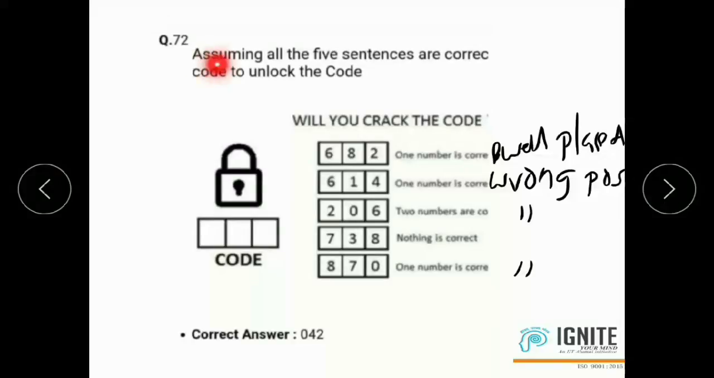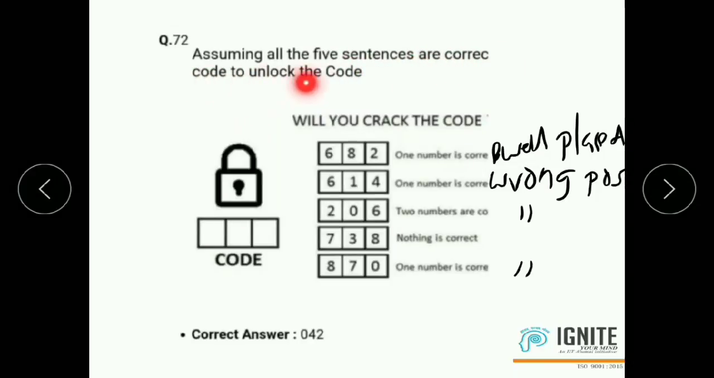Next question. Assuming all the 5 statements are correct, find the code to unlock. 5 statements are given here. 1 number is correct and well placed. 1 number is correct and in wrong position. 2 numbers are correct but in wrong position. Nothing is correct. And 1 number is correct and in wrong position.